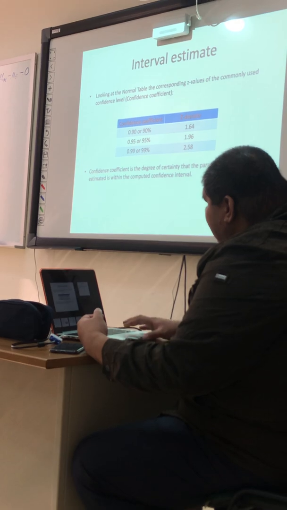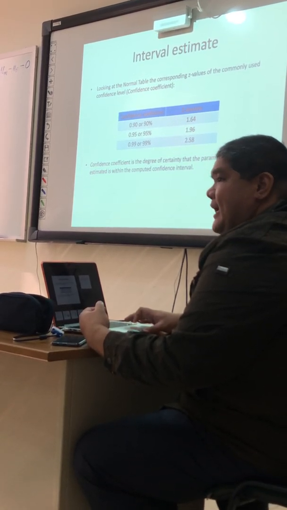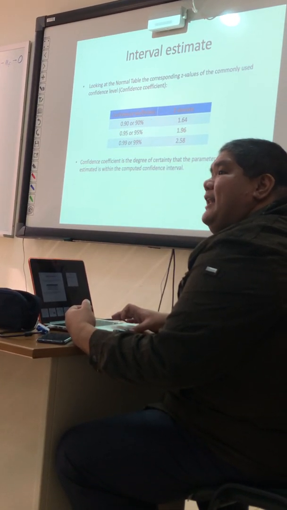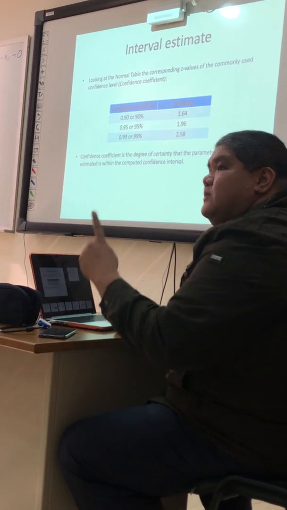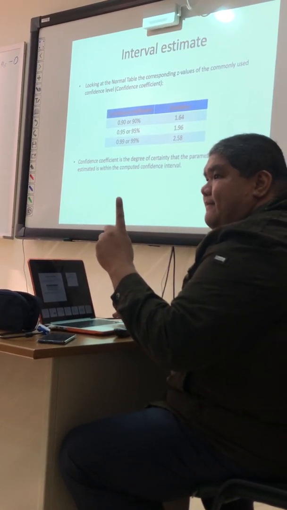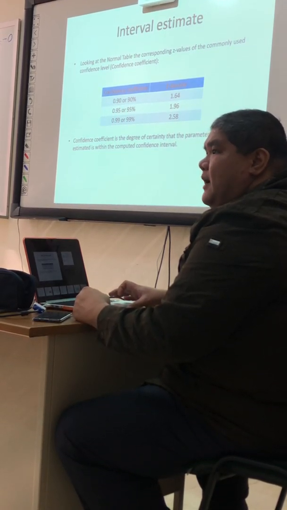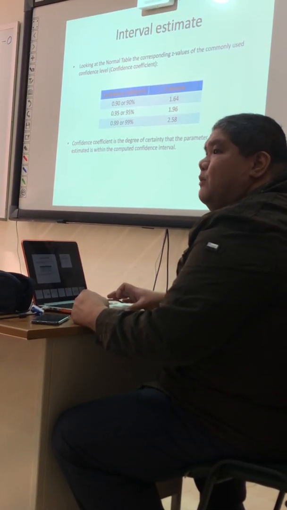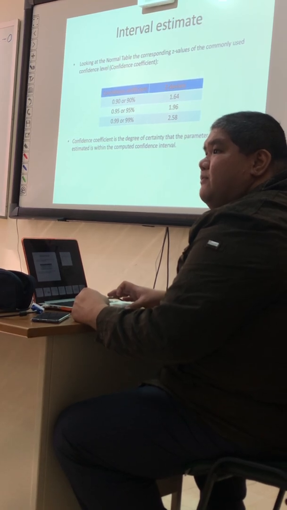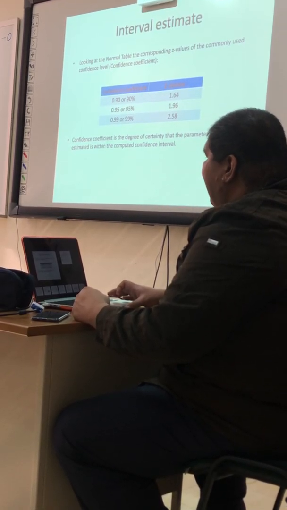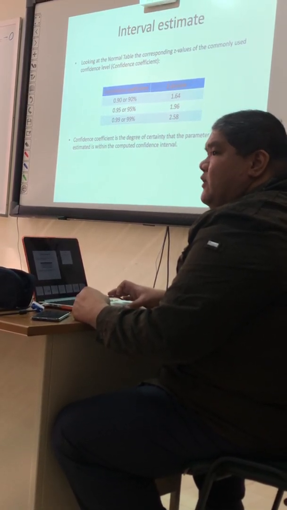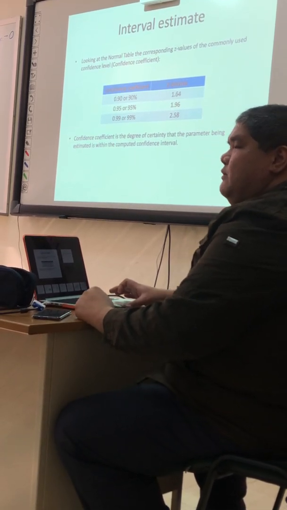Now, the corresponding alpha, later we will be discussing alpha. In relation to this, 90% corresponds to an alpha equal to 0.1. Okay? 95% corresponds to an alpha equal to 0.05. And 99% corresponds to an alpha equal to 0.01. Where do I get that?